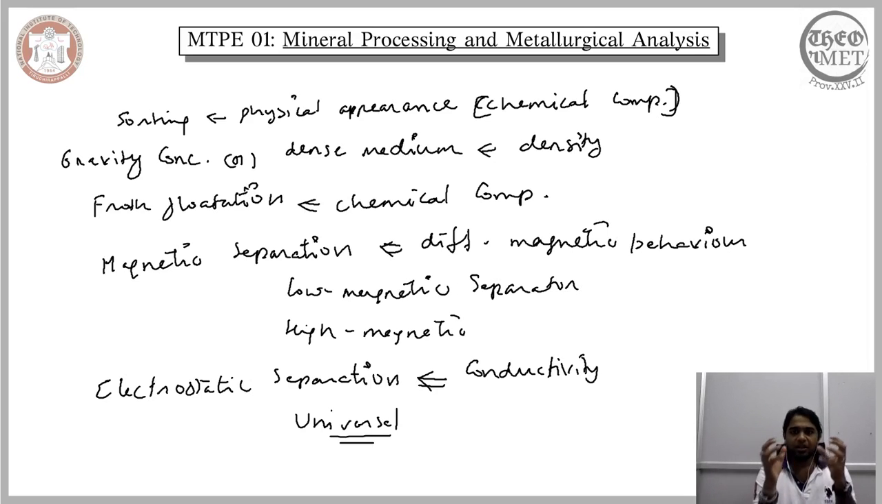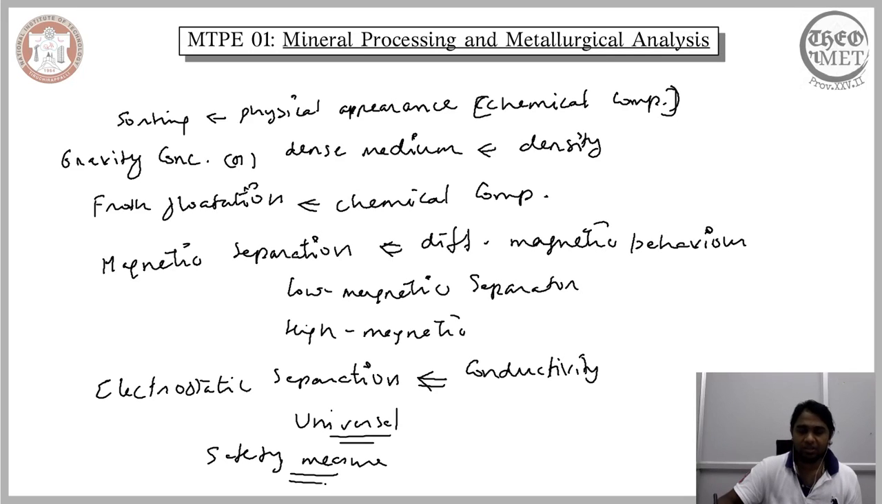Essentially, the difference in electrical conductivity is used in electrostatic separation for distinguishing the concentrate from the rest. And finally, even though this is universal, since electricity is involved in the process, safety measures need to be taken while employing this technique. We have to be extra careful while employing it.